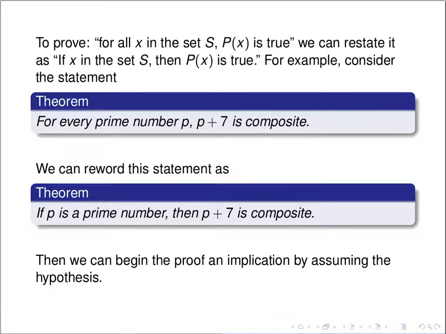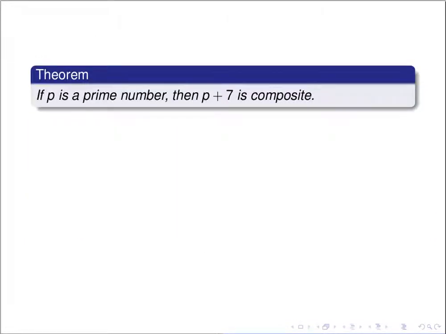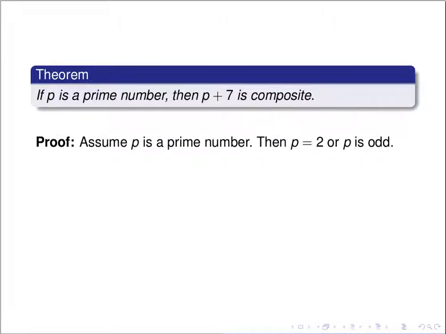Okay, so we can begin the proof of an implication by assuming the hypothesis. Let's do that. Now we've rewritten this to state: if p is a prime number, then p plus 7 is a composite number. So let's assume p is a prime number. Notice that if p is a prime number, then either p is 2 or p is odd. If p is 2, then p plus 7 is 9, and that's a composite number.